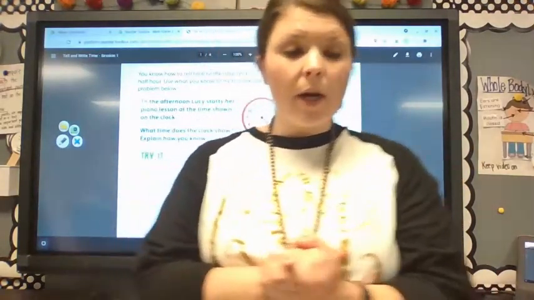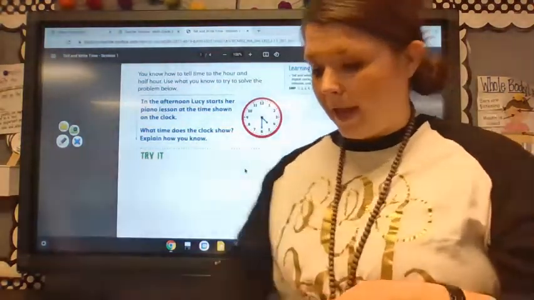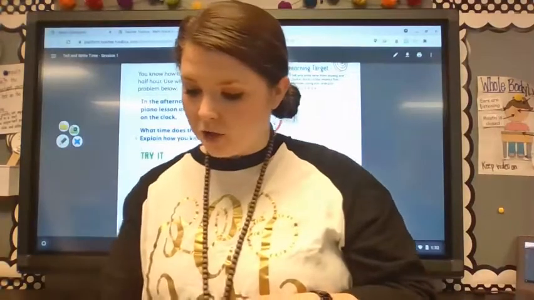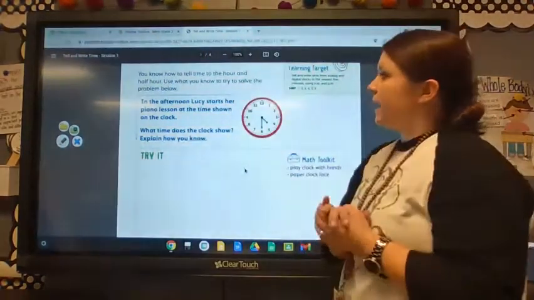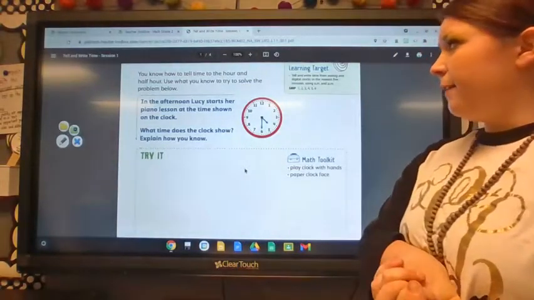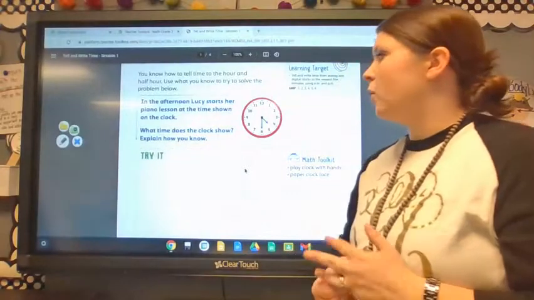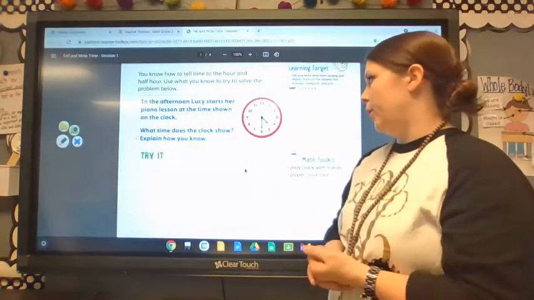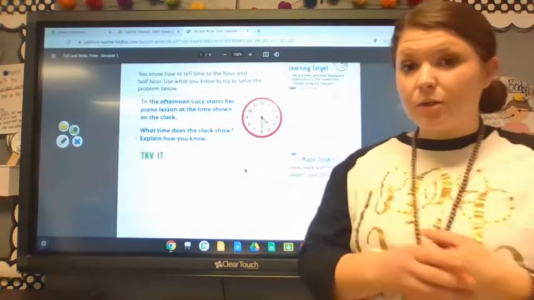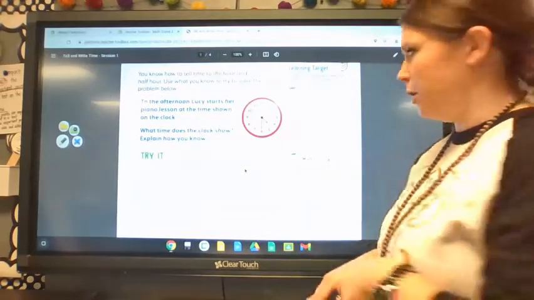All right, so now what we're going to do is we're going to go ahead and look at this question on page 273. It says, in the afternoon, Lucy starts her piano lesson at the time shown on the clock. What time does the clock show? Okay. All right, I want you to go ahead and answer that. When you're done answering, you may unpause the video to continue.